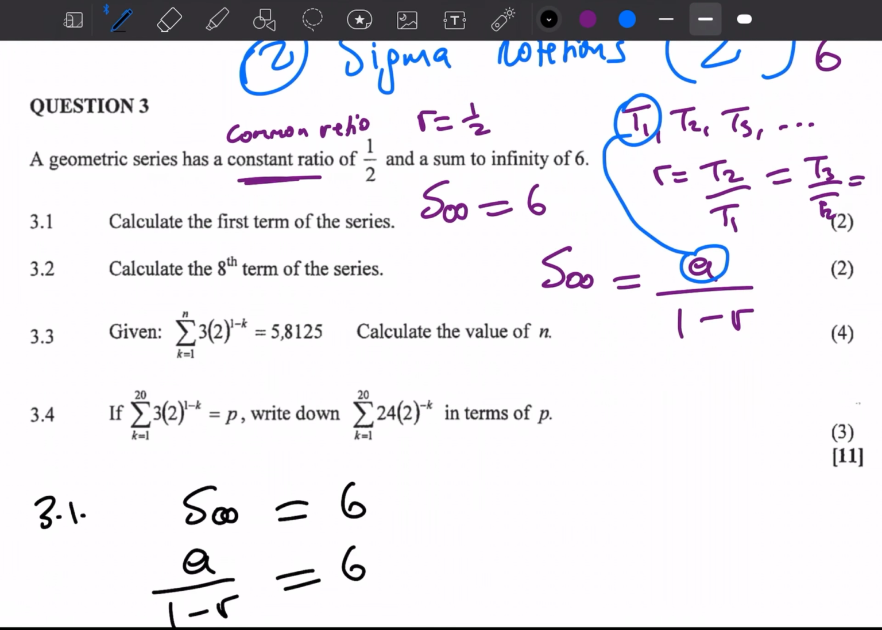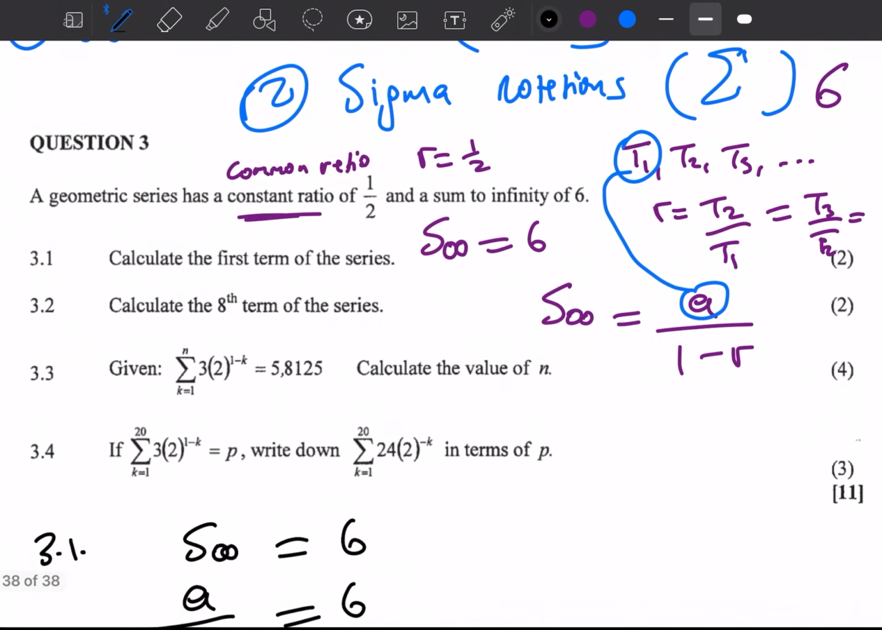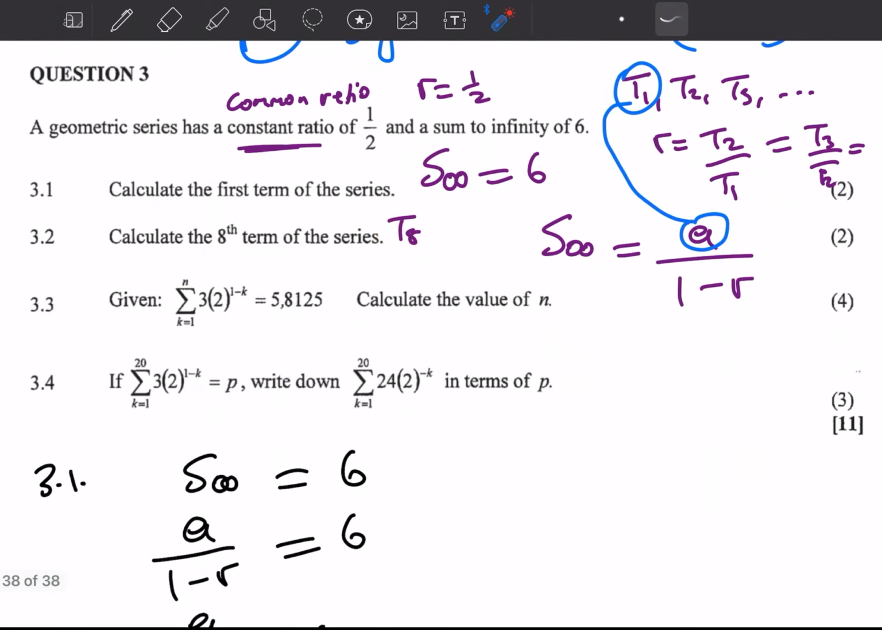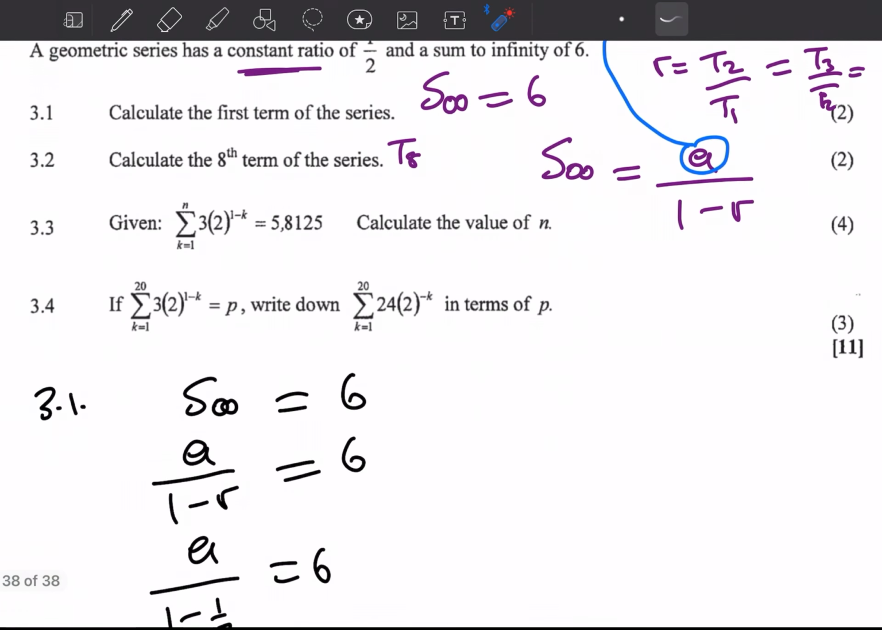Now let's go to 3.2. Calculate the eighth term of the series. So what are they looking for? They're looking for T8 here. Remember, we have first term T1, second term T2, third term T3, fourth term T4. So the eighth term is T8. So that's what you're looking for. But before we dive there, I'm going to quickly remind you of the general term of a geometric series.